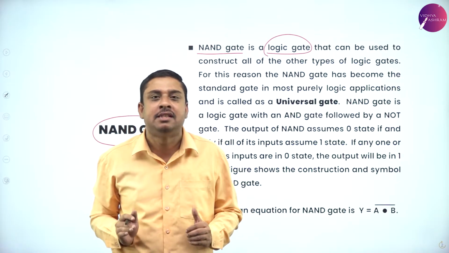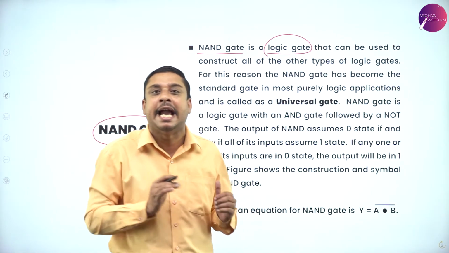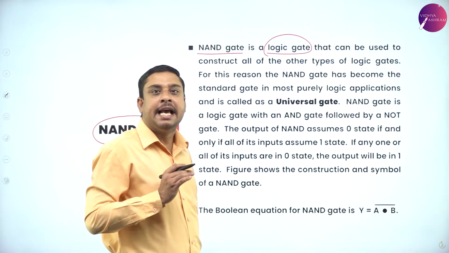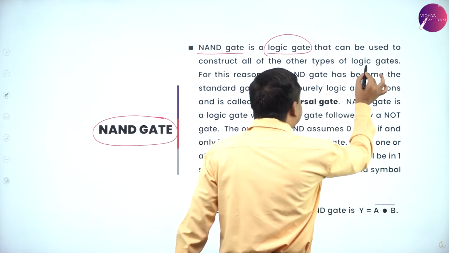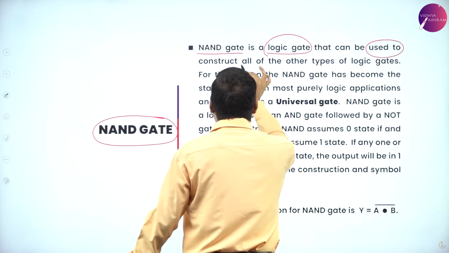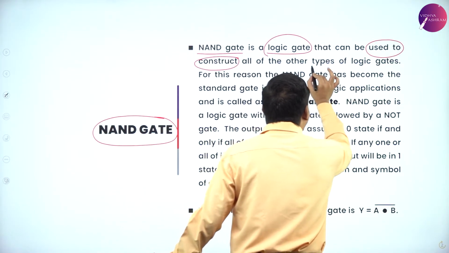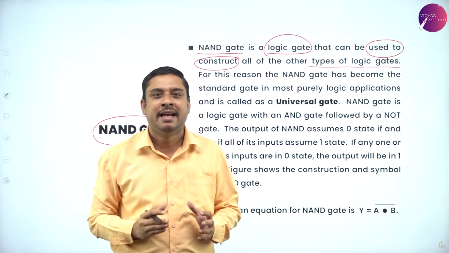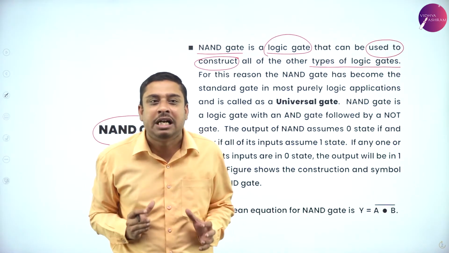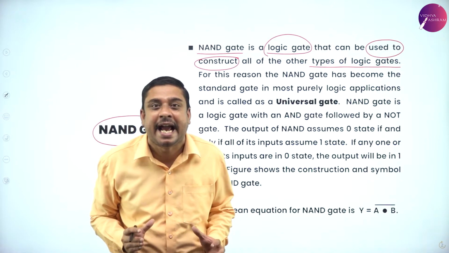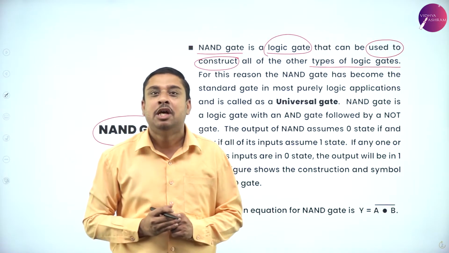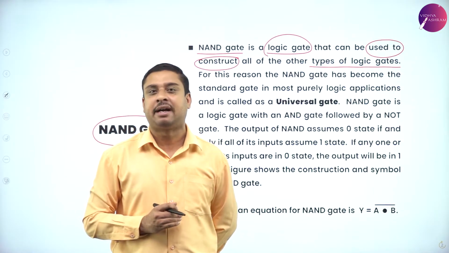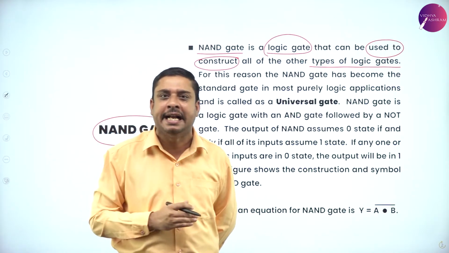Then what is its difference between the fundamental gates and the universal gates? Here, NAND gate is a logic gate that can be used to construct all other types of logic gates. Beautiful. Why is a NAND gate called a universal gate? It is that logic gate from which you can construct all other fundamental gates.